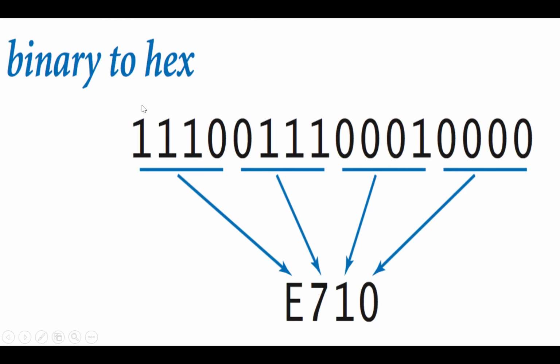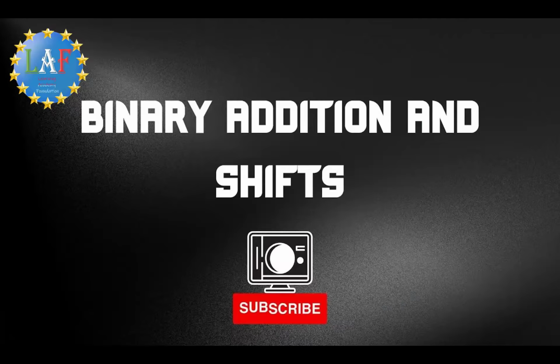Because the first one is 2 power 3, 8, plus 2 squared, 4, plus 2 power 1 is 2. So 8 plus 4, 12, plus 2, 14. And 14 in hexadecimal is E. Because after 9, there are other 5: 10, 11, 12, 13, 14. So the letter is E. Isn't it beautiful how structure leads to understanding? What about binary addition and shifts?